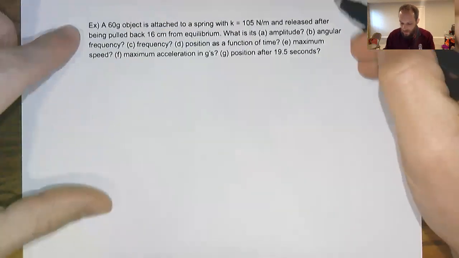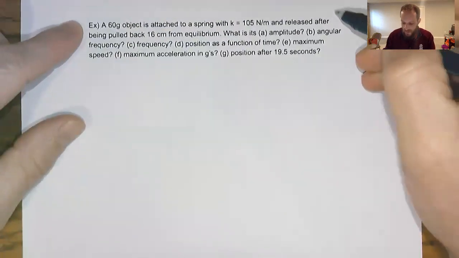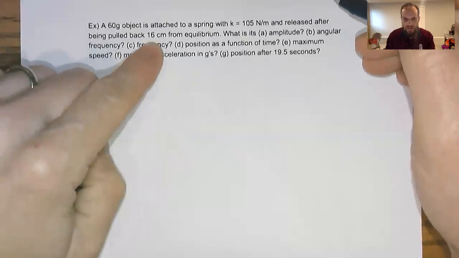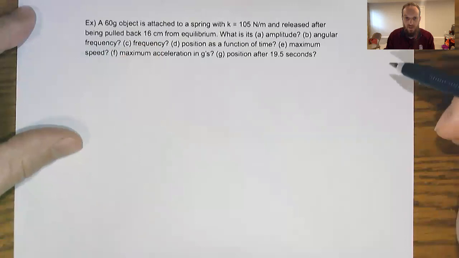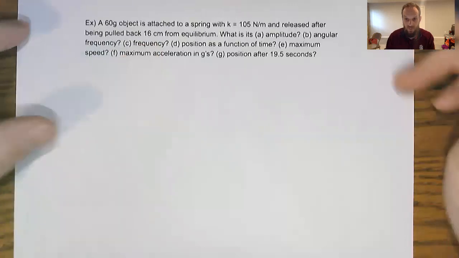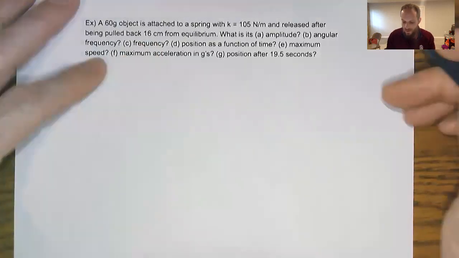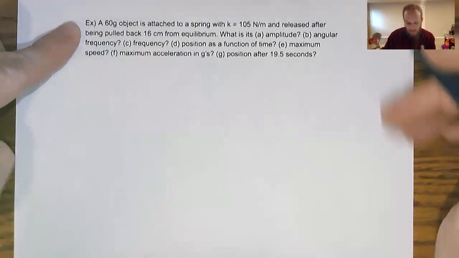We've got sort of a standard problem here. We've got a mass and a spring constant. We're pulling it back 16 centimeters and letting it go. And then I just ask you this whole slew of questions, and we're going to use some trigonometry to help us figure them out. So the first thing I'm going to do is turn this word problem into a picture.